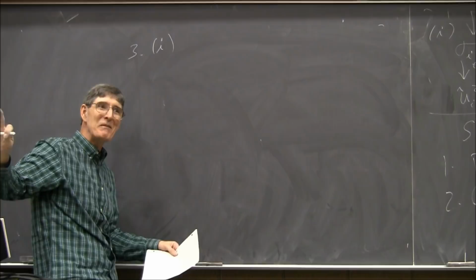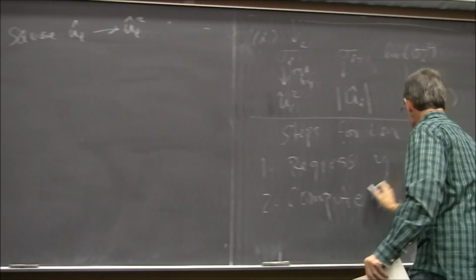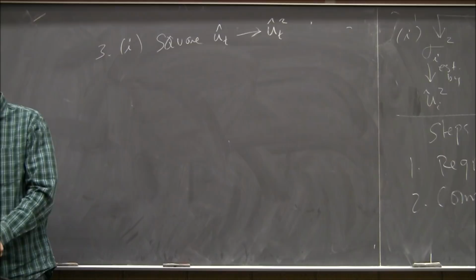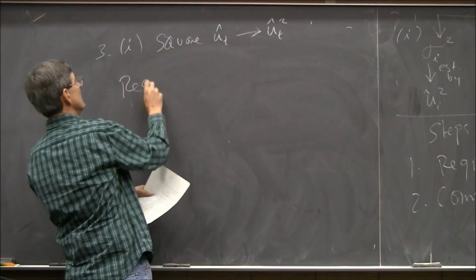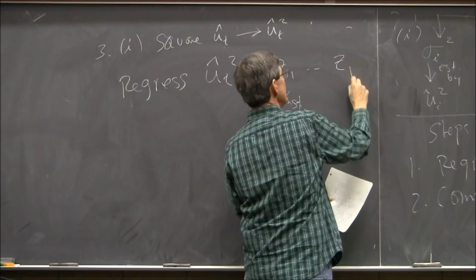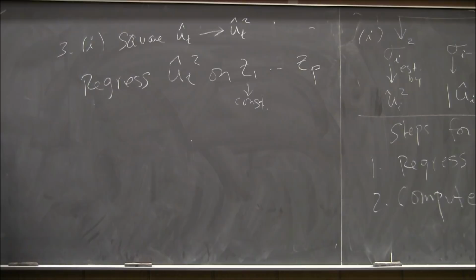Three, one. There's a 3-2 and a 3-3 in my notes. I'll do those next time. 3-1 is square u hat t to get u hat t squared. So you save the residuals here. Now you square them. In the other cases, you compute the absolute value or the log. It's really simple. Okay, regress u hat t squared on z1, which is the constant, up to zp. You with me? You got it, one minute or less. Run the regression, save the residuals, square them, run the residuals on the z's.